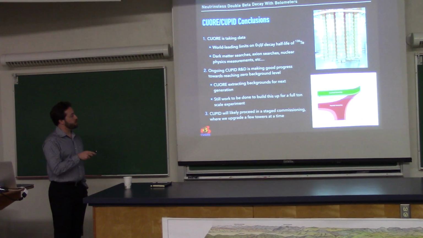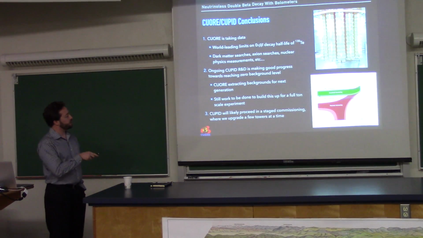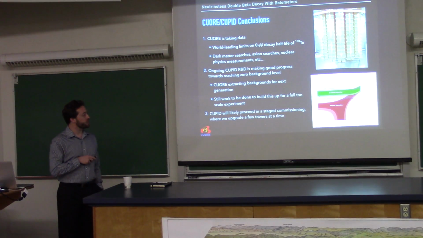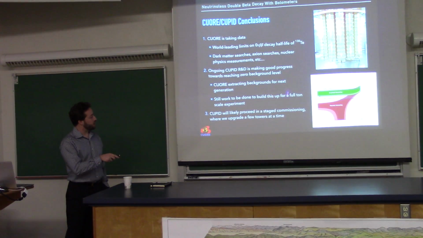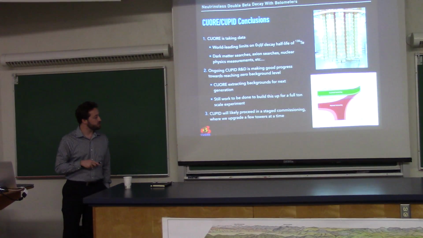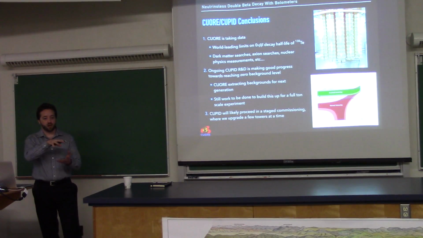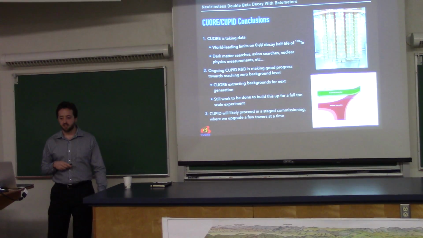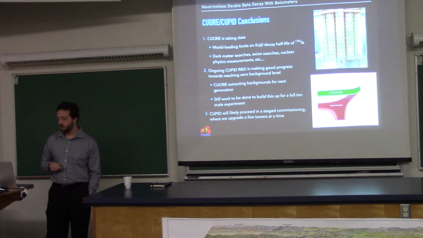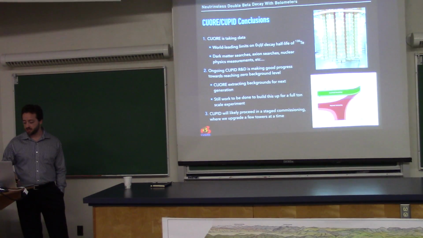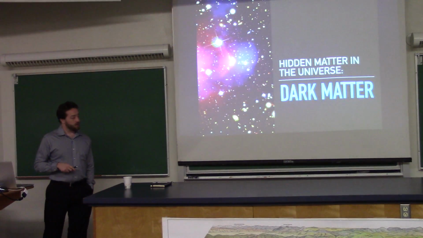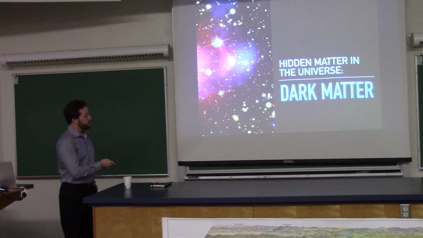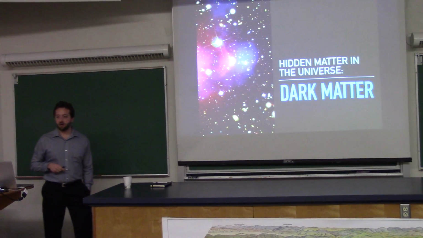On the next generation bolometric detector front, Cupid is making good progress towards reaching that zero background level. There is still work to be done to build this up from sort of one-off prototypes to a full ton scale detector. So this is what much of the next 5 years will be spent doing as well. So with that, I'm going to leave behind neutrinoless double beta decay and switch to talking about dark matter.